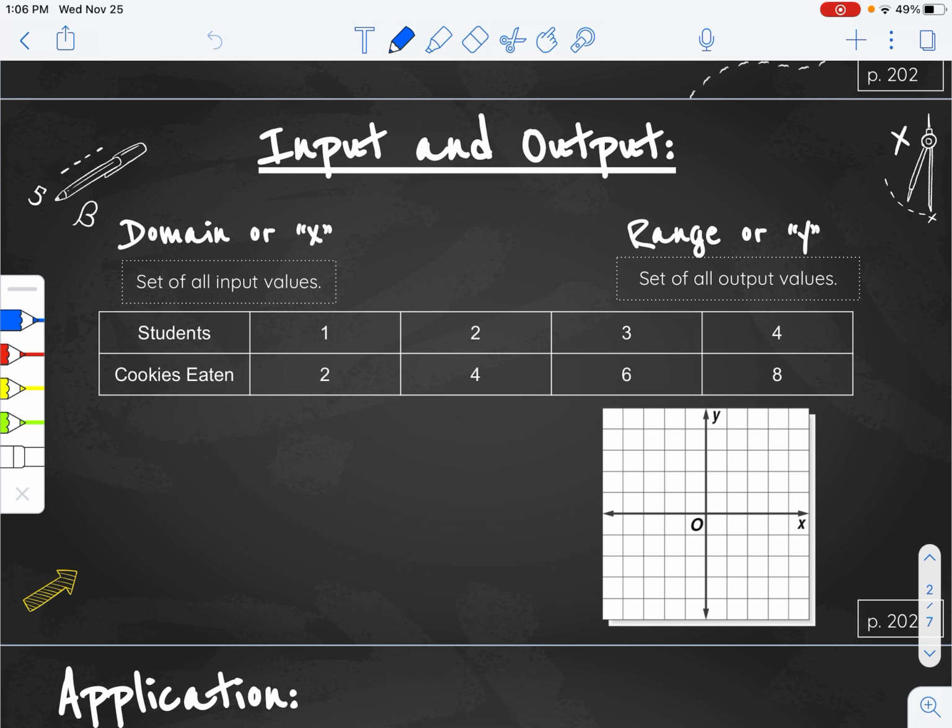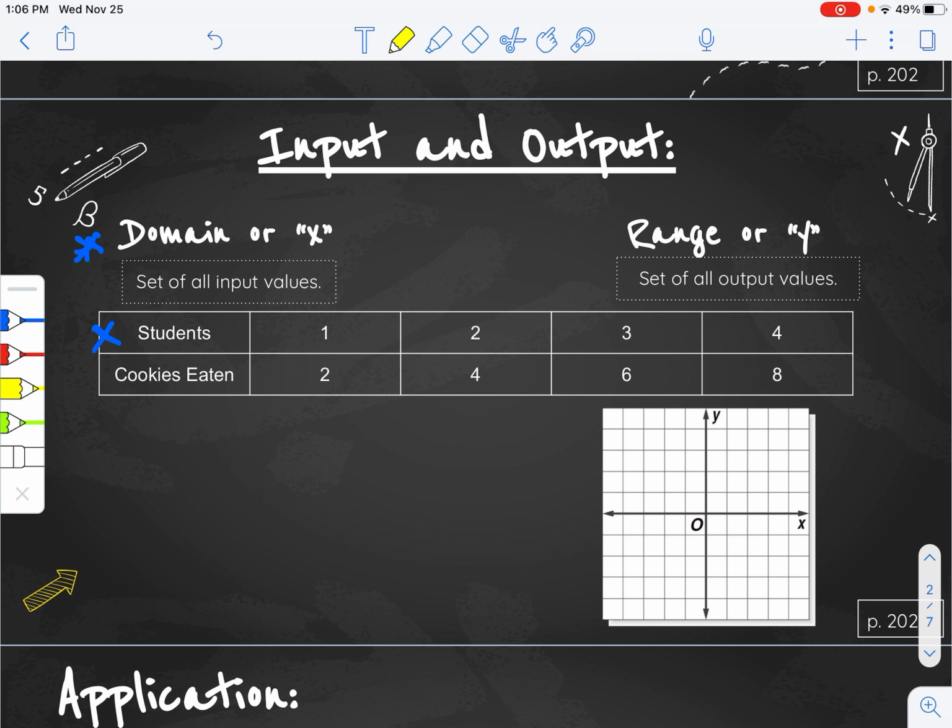Now, to start talking about domain and range, we really want to look at the input and output of something. The domain, or the x value if we're talking about a graph, is the set of all inputs. So when we're talking about an input, or a domain, or the x values, we are talking about all the same thing. If we look at our chart right here, we have students to cookies eaten. Our students would be considered our x value in this case, or our input, or our domain.